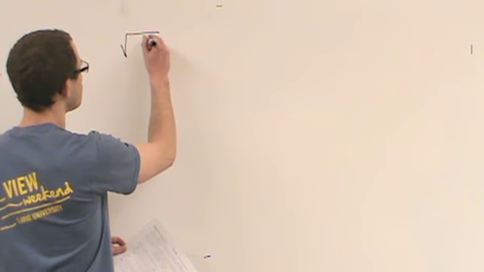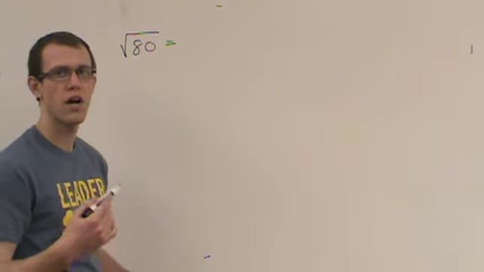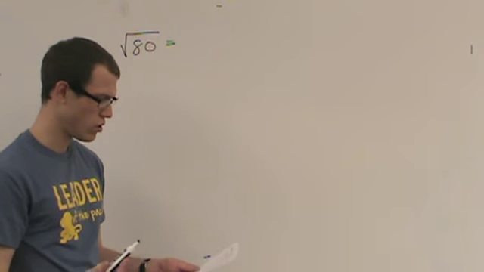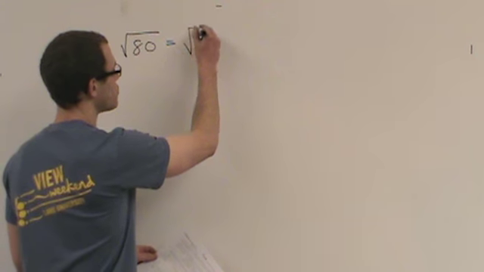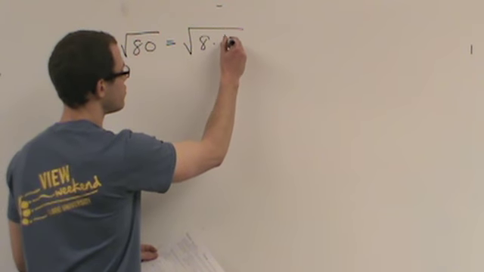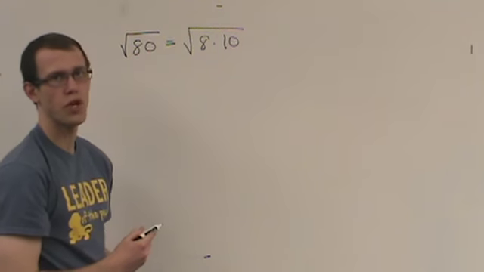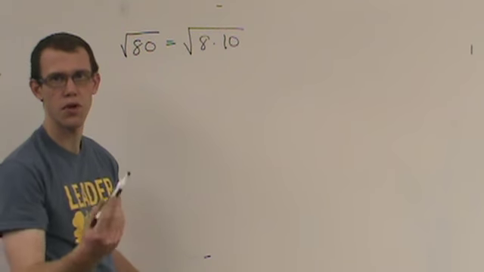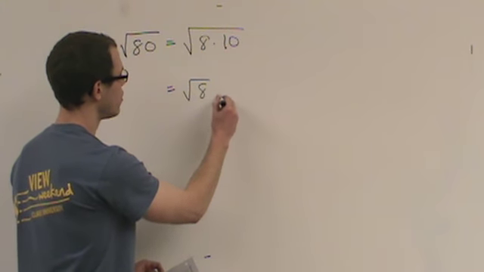So the square root of 80. We want to find what multiplied by what equals 80. Well, a good place to start, 8 times 10. So I'm going to write square root of 8 times 10. When you have this, you can break up these two numbers into their own radicals, put them underneath their own houses. So they are the square root of 8 and the square root of 10.